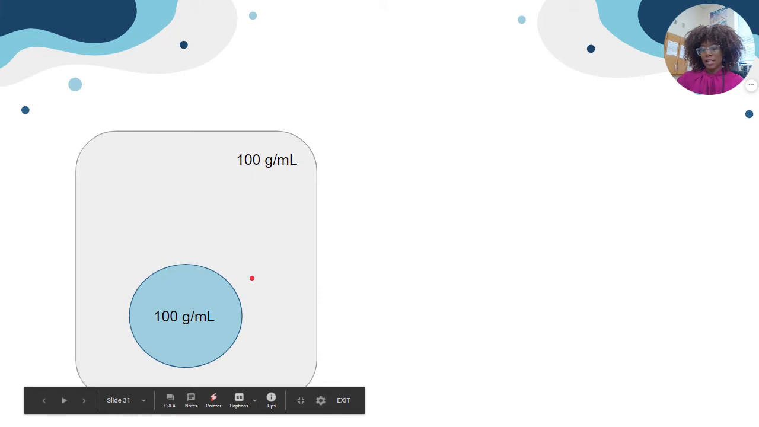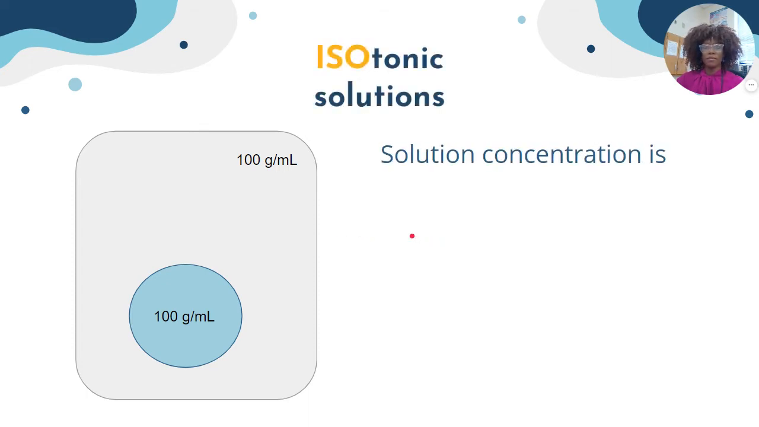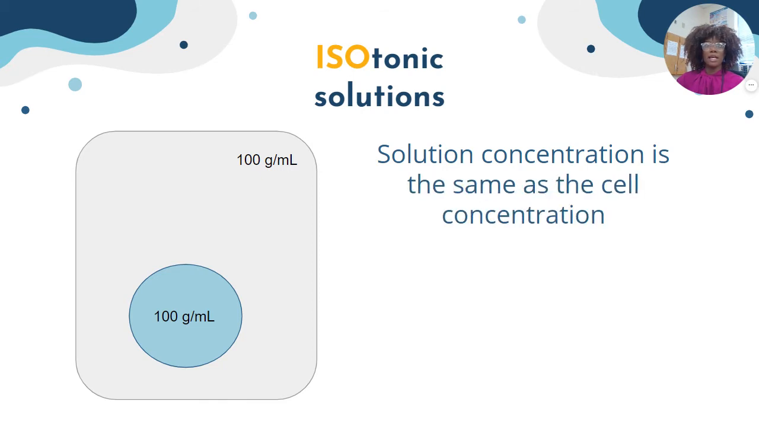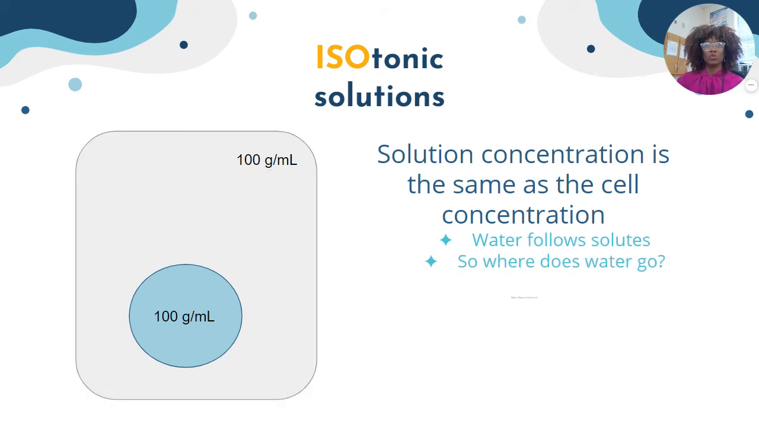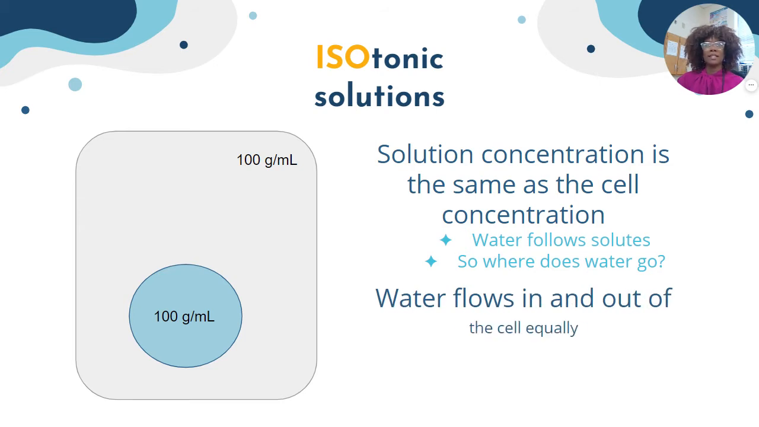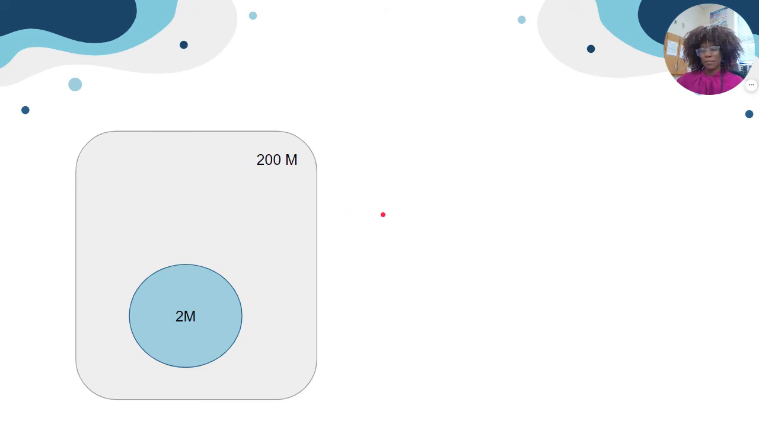Okay. Next problem. What type of solution is this? Yep. Solute concentration is the same, 100 and 100. Water follows solutes, and where does water go? It's going to flow in and out of the cell equally in what is known as dynamic equilibrium. The cell is going to behave normally.